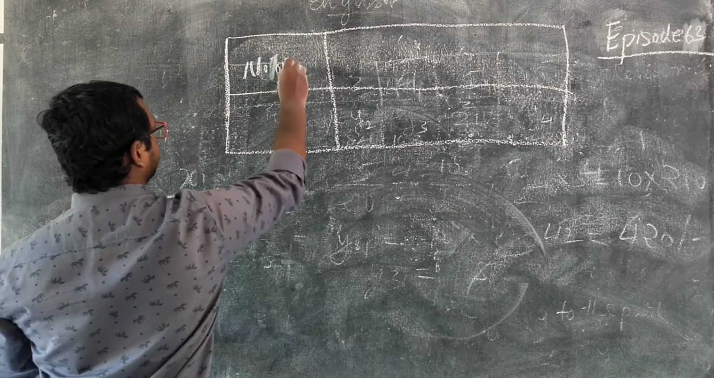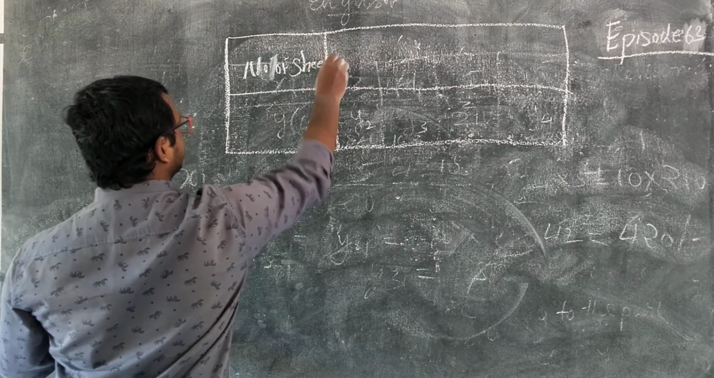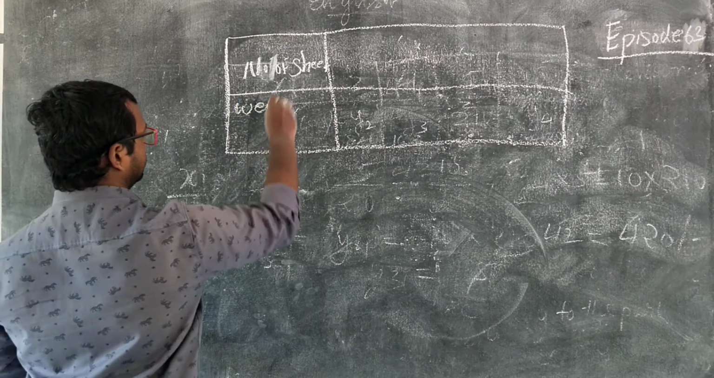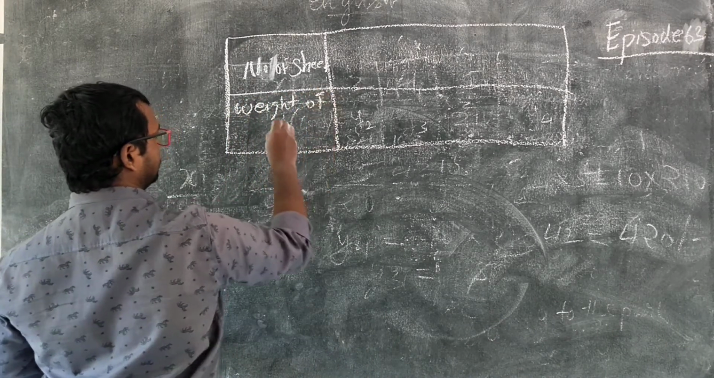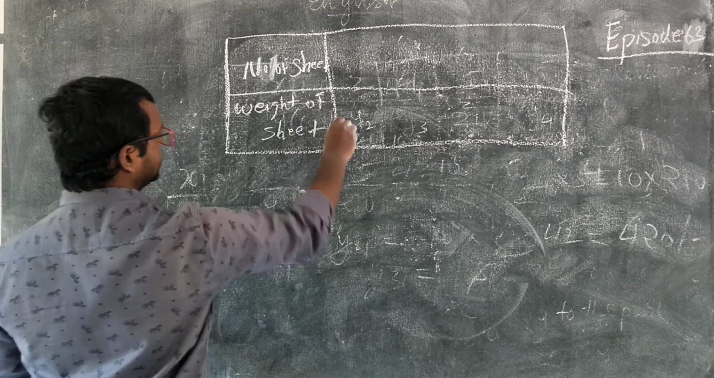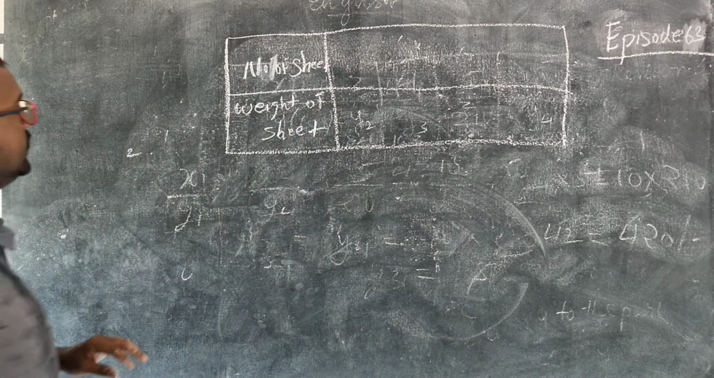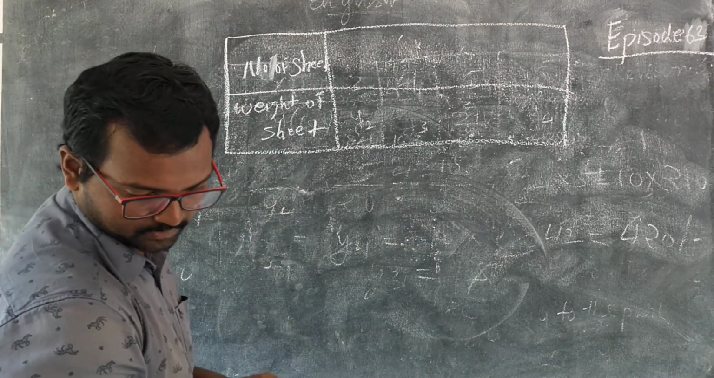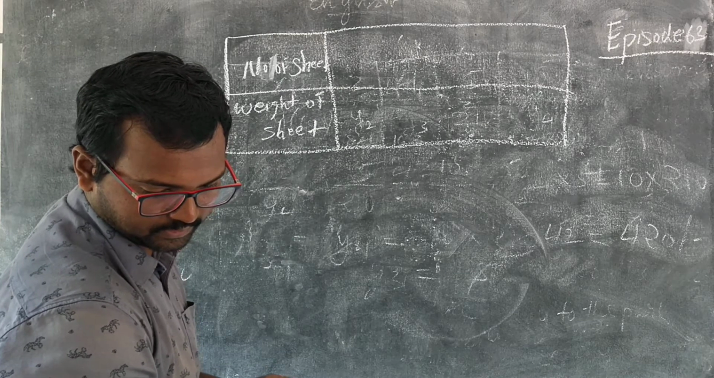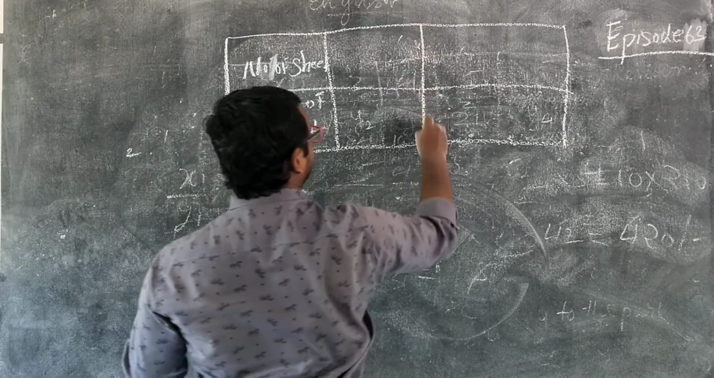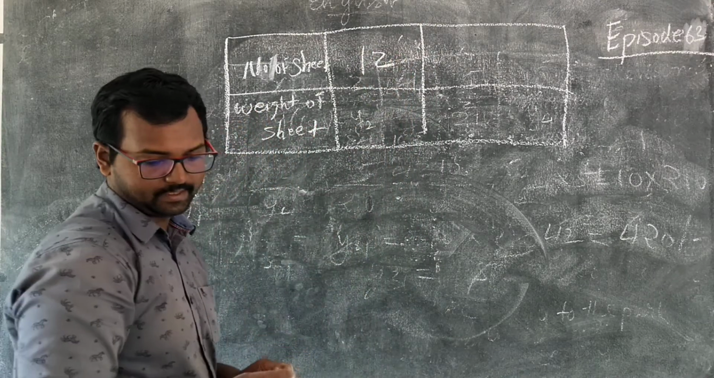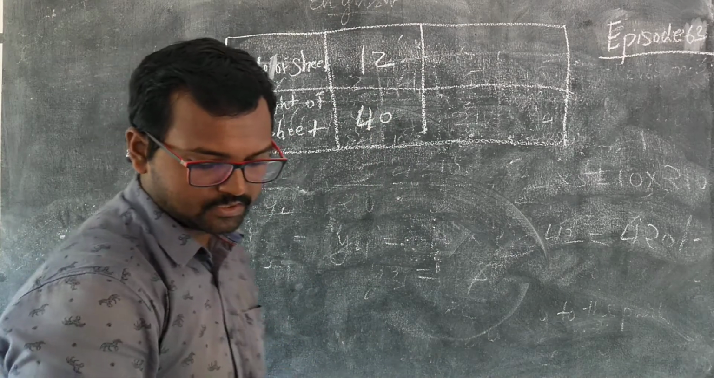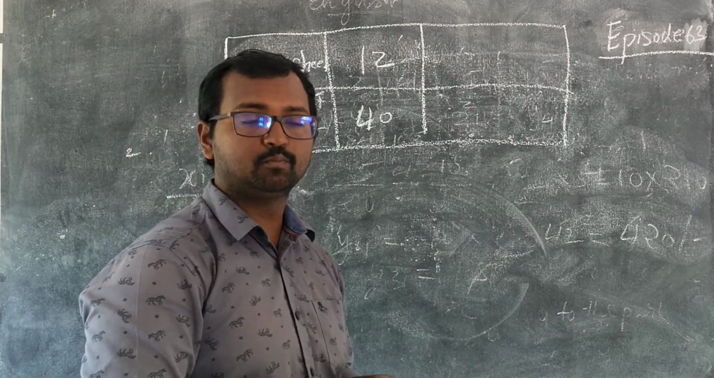Number of sheet, and we have weight of sheet. So we have number of sheet, this is number of sheet, this is weight of sheet. So we are given 12 sheets, 12 sheet, and the weight is 40 gram. So how many sheets of the same paper would weigh 2.5?